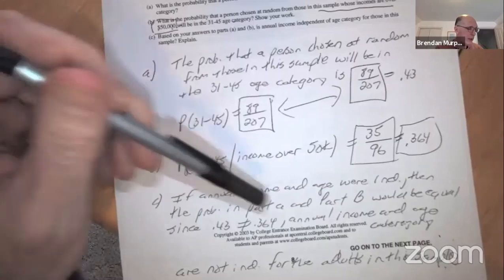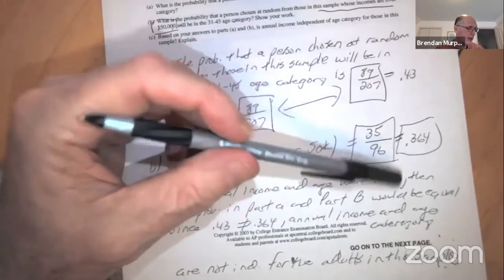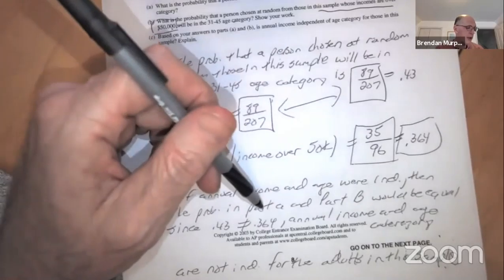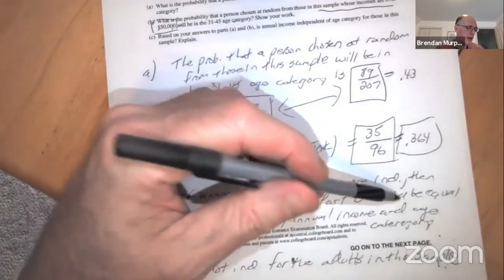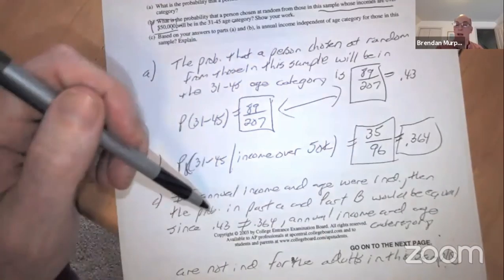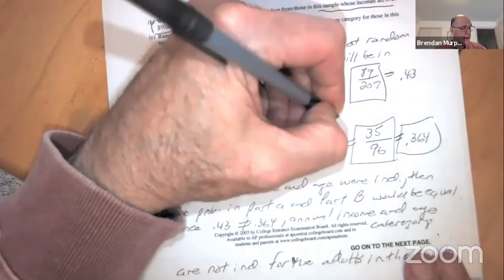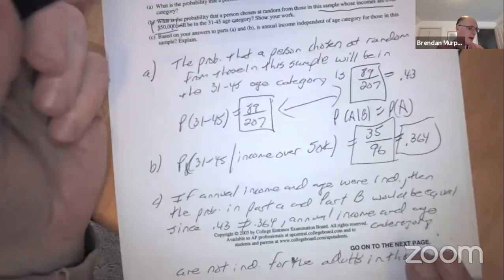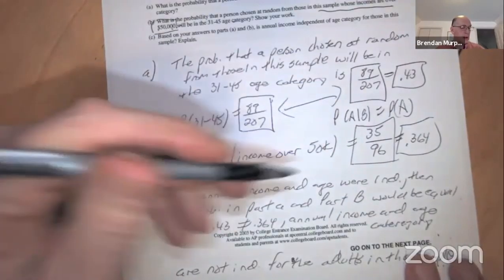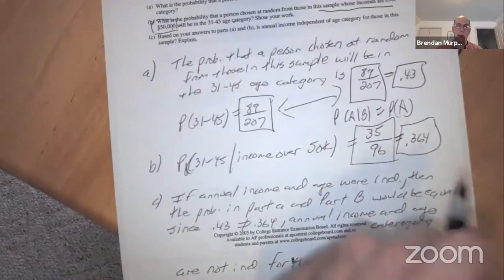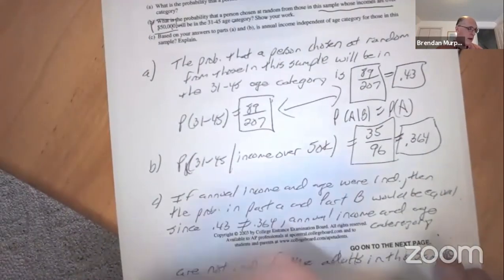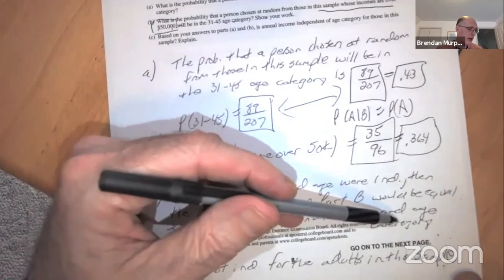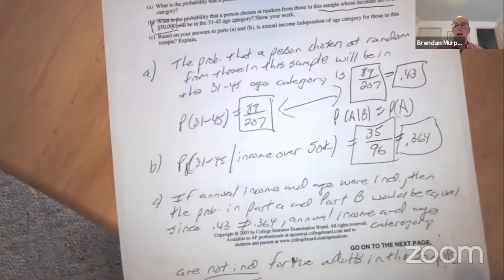So I said if annual income and age were independent of each other, then the probabilities in part A and the probabilities in part B would be equal to each other. P of A given B, if that's equal to P of A, then those events are independent of each other. So I went back to part A, which was 0.43. Since 0.43 is not equal to the number that I calculated in part B, 0.364, then annual income and age category are not independent for the adults in this sample.